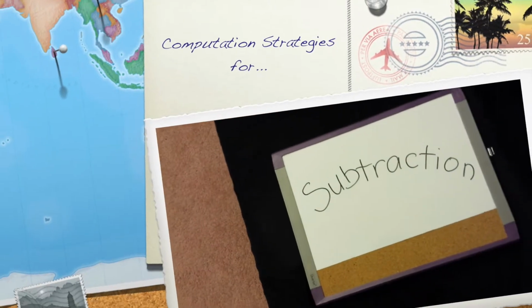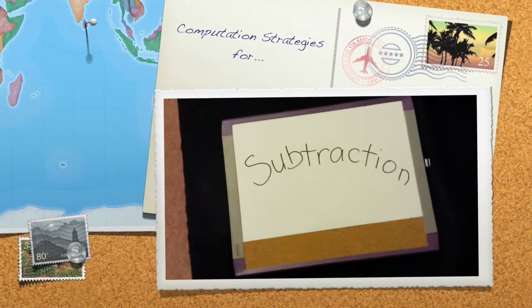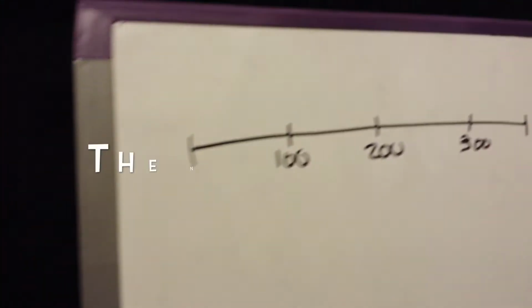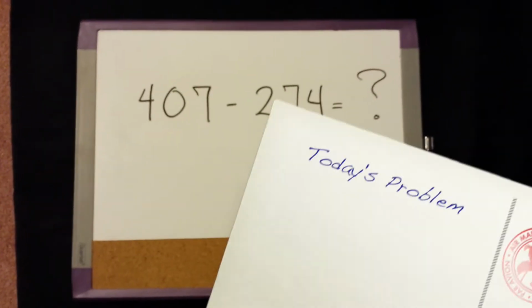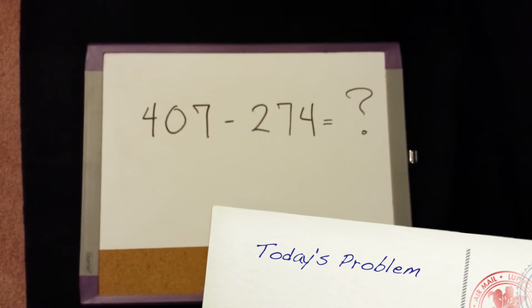Hello everyone, today I'm going to be showing you a couple of different strategies for computation and subtraction using base 10 blocks and the number line. So let's get started. Our problem today is going to be 407 minus 274.